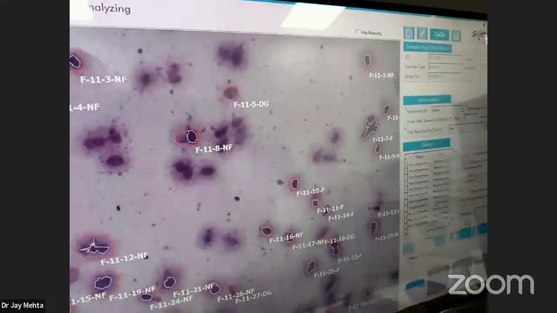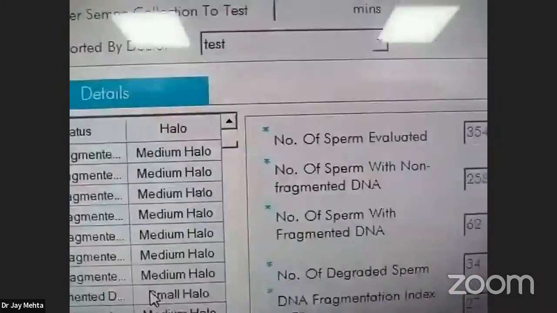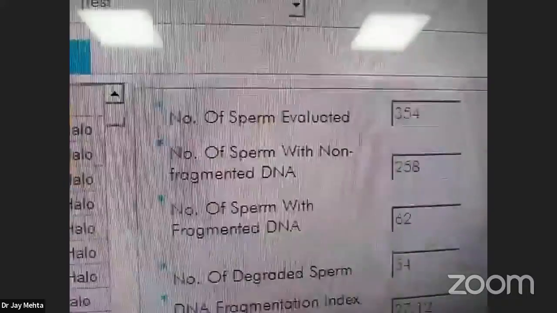But it is important to understand that when you do this type of reporting, people like us have a habit of still verifying it. We look at the slide and we still verify it, and the minimum number of sperms which our staff has to study has to be at least 300. So even if you look at this report, which I was currently demonstrating to you, the minimum number of sperms evaluated is 354.